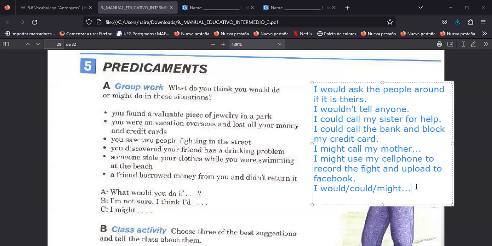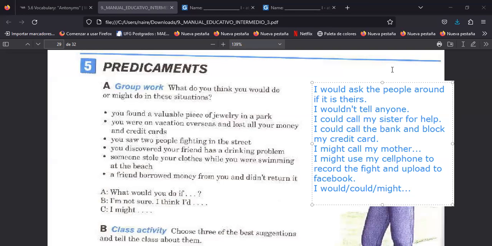Maybe, no, I will... imagine you don't have a cell phone there. Maybe. No, I will tell someone who can help me. Okay. Then you, Jenny? I don't know, teacher. I think I would talk with my friends about the problem. So you could talk with your friends about that problem. Okay, so you could talk.